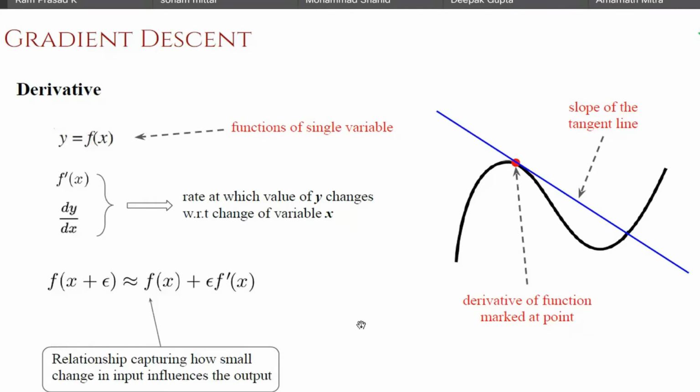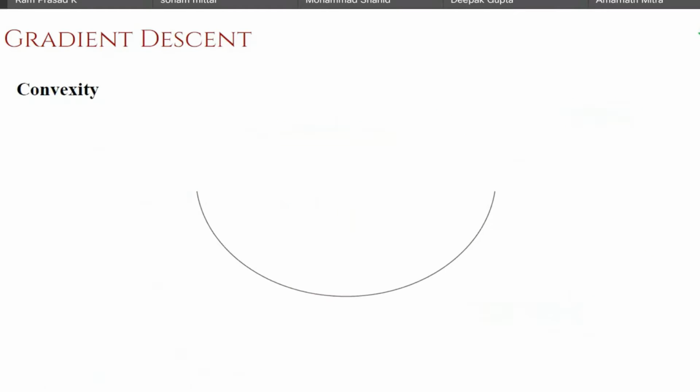So this is one thing I wanted to mention about some intuitions behind derivatives. And now let us get into convexity. Previously I also mentioned that the squared function is a convex function. A convex function usually looks like this, a smooth curve.